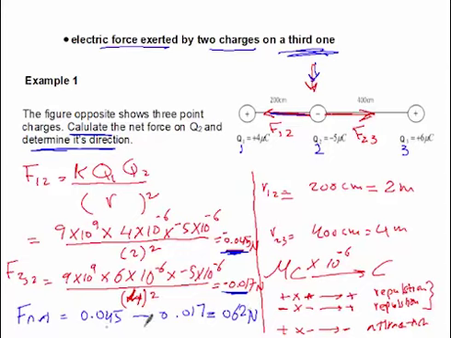And where is the direction here? Towards the greater value. Where is the greater value that we have? Between F1 and 2. This is the largest. So the direction will be to F1,2, so to the left side.